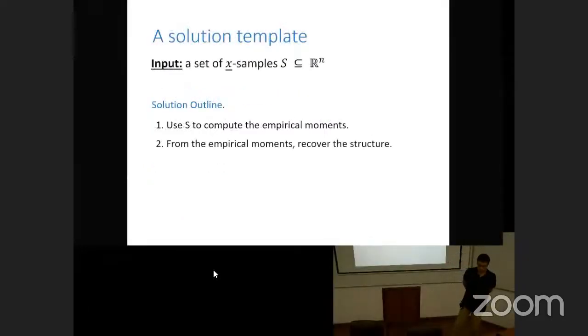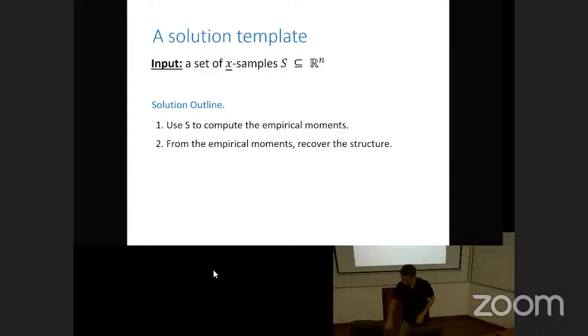How can I even begin to solve problems like this? Here's what I can try to do. Let's come back to the setting where the data that I have is a set of points in Rn. Here's what I would do. I can use the data to compute various averages. I could look at the average of the first coordinates, or the average of the second coordinates, or the average of the product of the first and second coordinates.